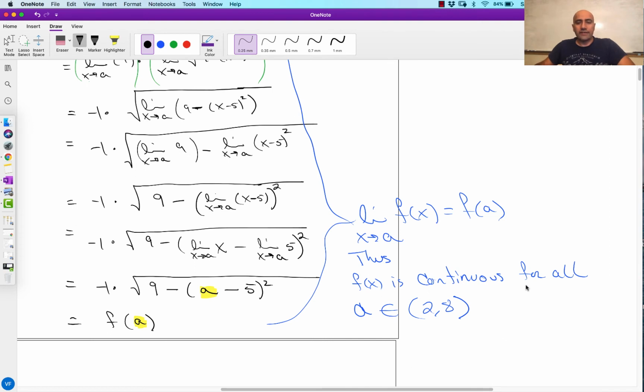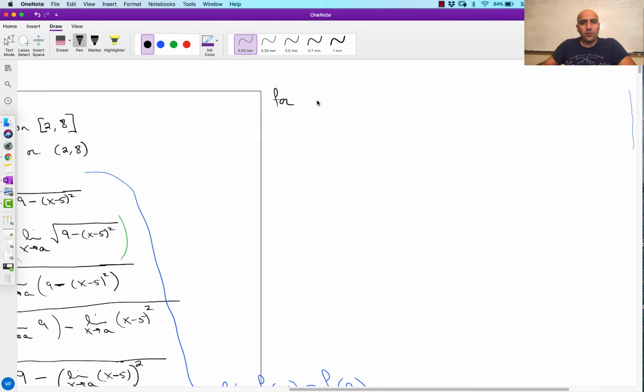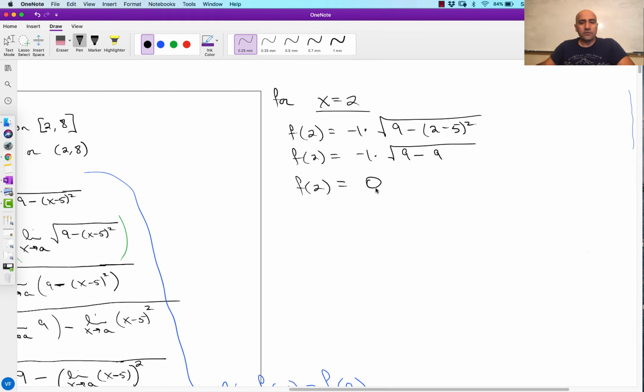Okay, so we've shown that f of x is continuous for all values a between 2 and 8, not including the endpoints. So now all we have to do is think about the endpoints. For x equal to exactly 2, f of 2 is equal to 0. And the limit as x approaches 2 from the right-hand side of f of x, likely in the same way that we did before, is equal to the limit as x approaches 2 from the right-hand side of negative 1 times the square root of 9 minus (x minus 5) squared.